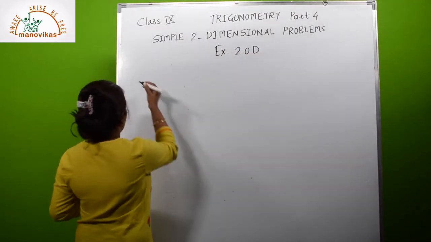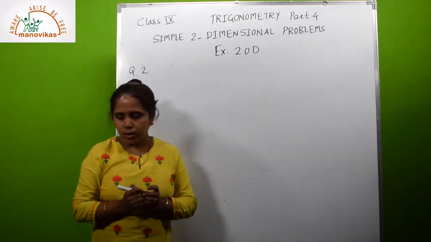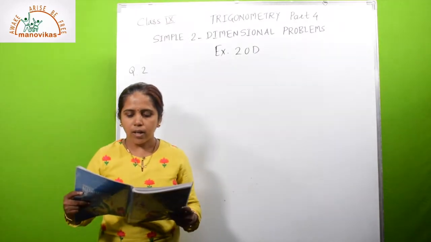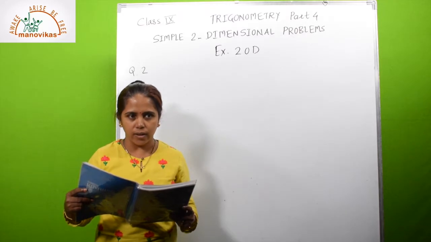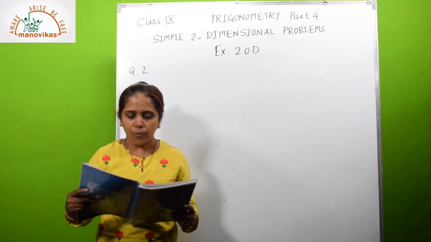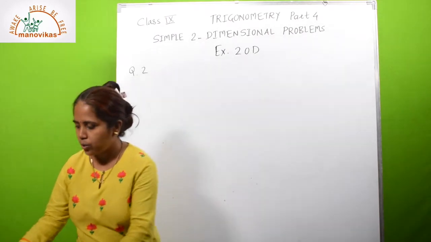Exercise 20D, see question number 2. What is question number 2? A ladder leaning against a wall makes an angle of 60 degrees with the horizontal, and the foot of the ladder is 9.5 meters away from the wall. Find the length of the ladder. Okay, this is the question.